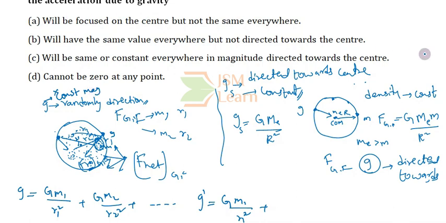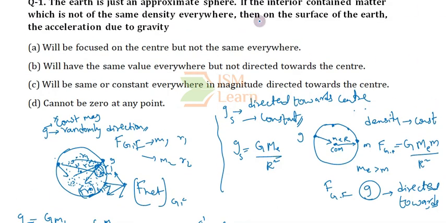Coming to the options. The question asks about the acceleration due to gravity on the surface of the earth. Option A says it will be directed towards the center but not the same everywhere. It is wrong, because we have seen that the acceleration due to gravity was not directed towards the center, and its values were also not the same. So option A is wrong. Option B says it will have the same value everywhere but not be directed towards the center. It is true that its direction is different and g is not directed towards the center, but we have also seen that its magnitude is different at different points. So option B is also wrong.